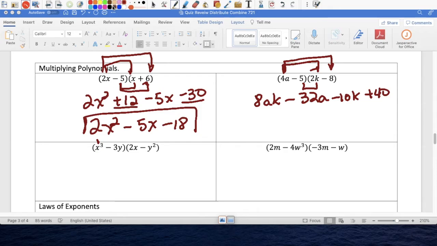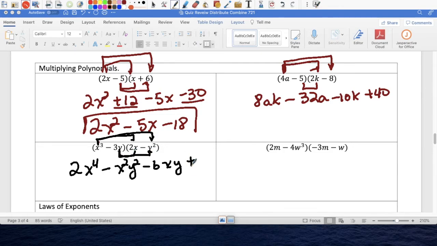Next one. X cubed. Let me change colors. X cubed times 2x is going to be 2x to the 4th power, right? And then x cubed and the y here is going to be just x cubed y squared. Then it's 3y and 2x and then minus 6xy. And then the negative 3y and the negative y squared is going to be positive 3y cubed. Like terms? Nope. Wow. Okay.